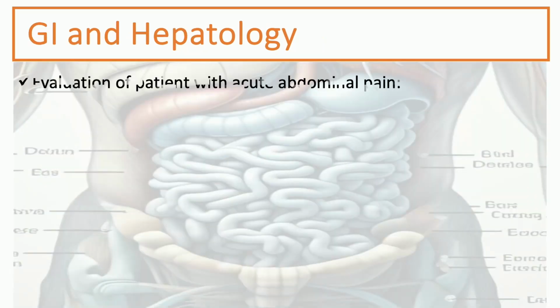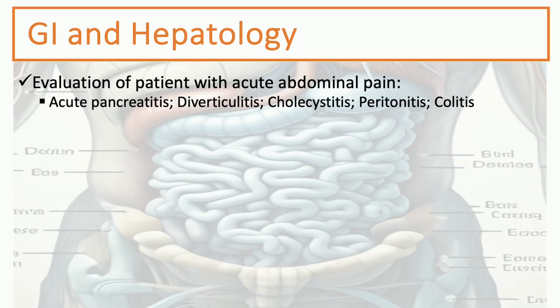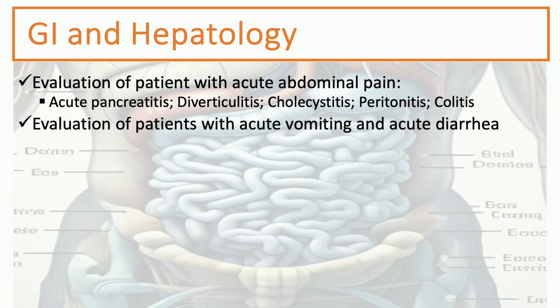GI and hepatology: you need to evaluate patients with acute abdominal pain, and I'm currently doing a series on that. Patients with acute pancreatitis, most likely, you will definitely see some of those. Diverticulitis, cholecystitis, peritonitis, colitis, different types of colitis. I'm hoping that you'll find the video I made about abdominal pain useful, so you can take a look at that. Big topic.